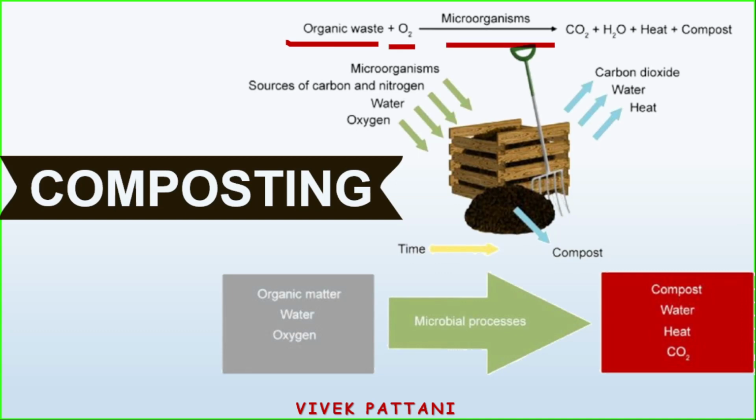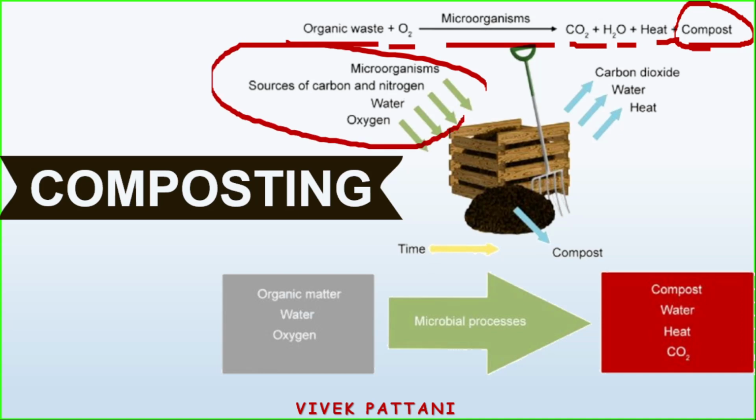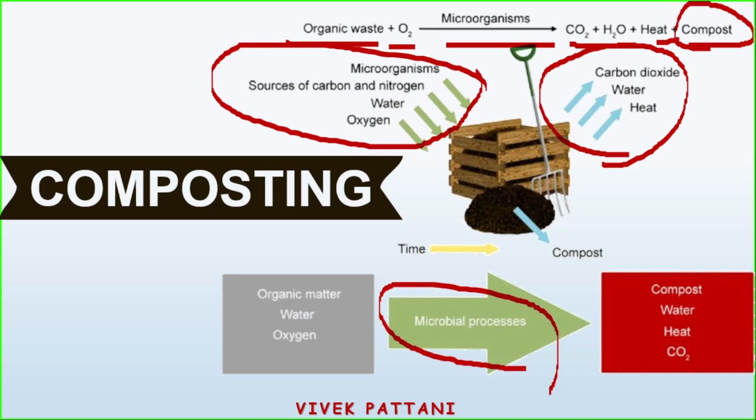So in the process, organic waste in the presence of O2 and in the presence of microbes is converted into carbon dioxide, water, heat, and finally compost is produced. So with all these microbes, sources of carbon, nitrogen, water and oxygen, finally carbon dioxide, water and heat are released, and all this occurs in the presence of microbes. So it's a microbial process. That's all on the process of composting.